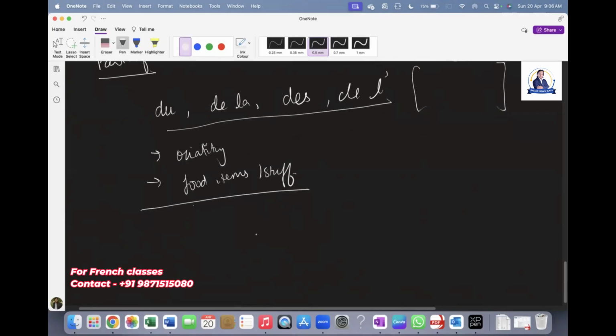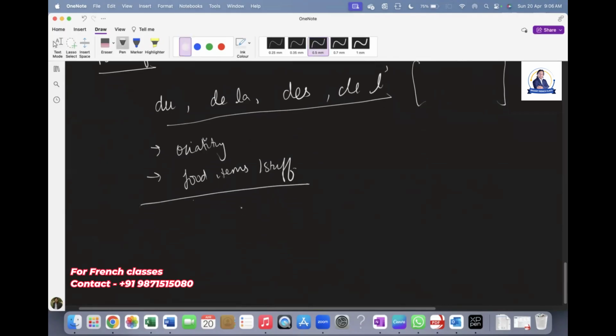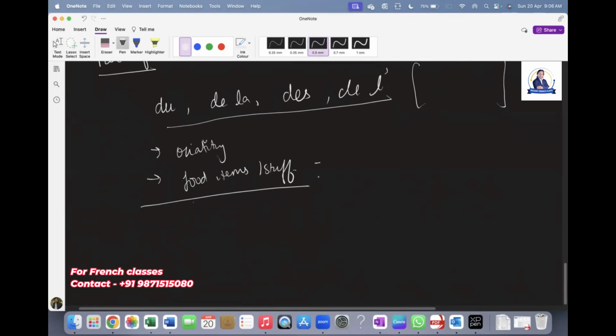Now, when I say food items, it is of course fromage, you know, and you have lait, as in milk, right? And then there are a lot of food items. So whenever there is a food item, we have to put the article partitif, and these are the formations of the article.